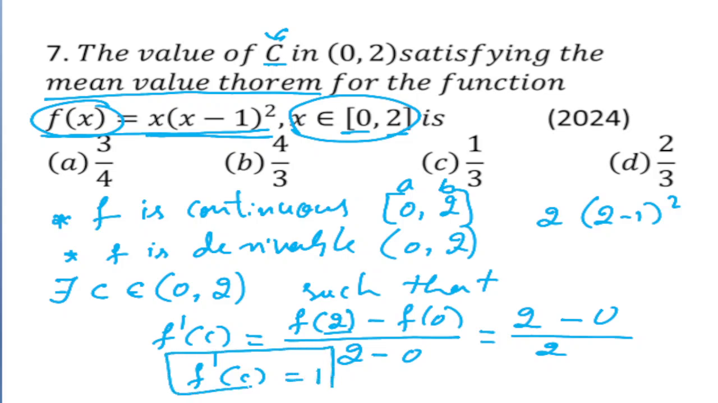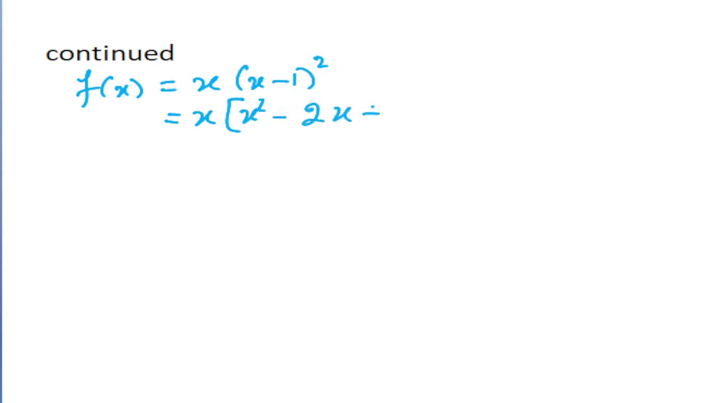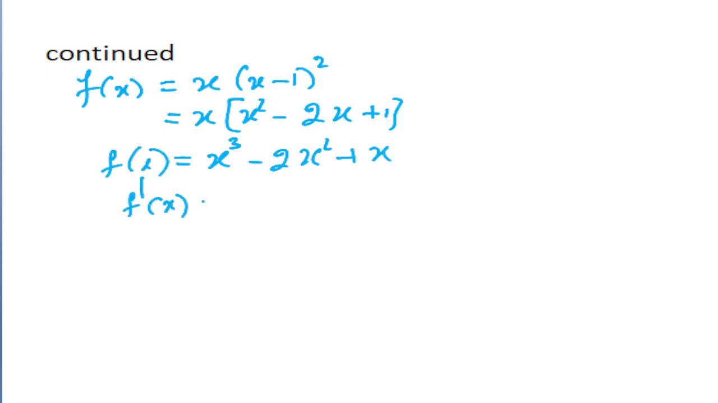But what is f dash of c? We don't know what f dash of c is. To find f dash of c, again we'll take this function, differentiate, and in place of x put c. Let us take the function here, f of x is equal to x times (x minus 1) whole square. Before differentiating, let us expand this: x square minus 2x plus 1. Now multiply: x cube minus 2x square plus x. Now we got f of x. Let us differentiate this. So f dash of x is 3x square minus 4x plus 1.